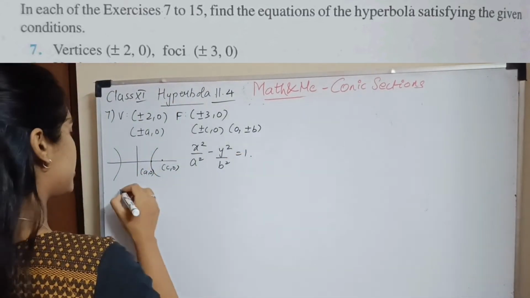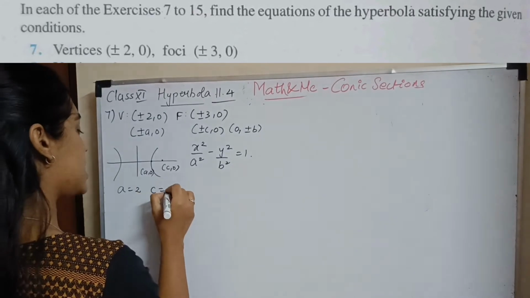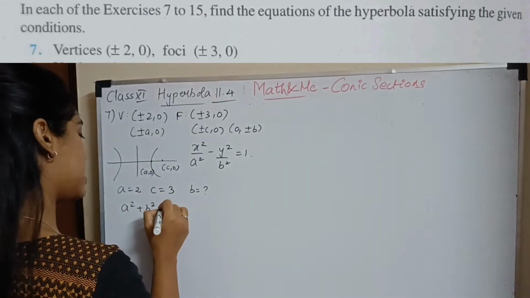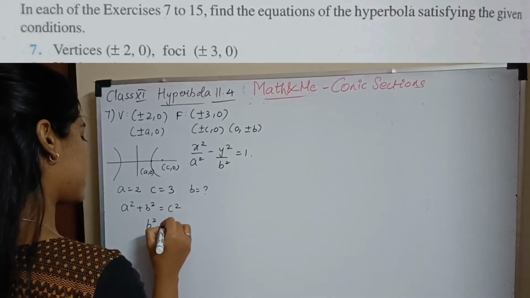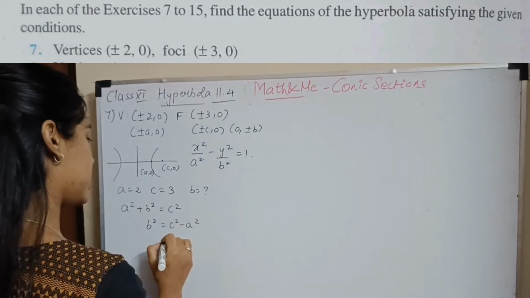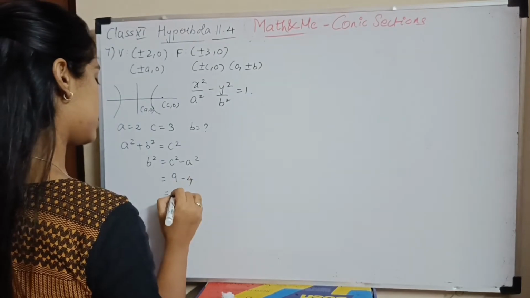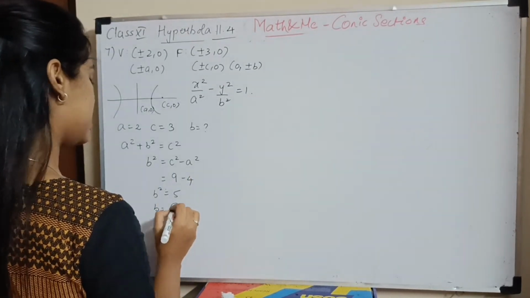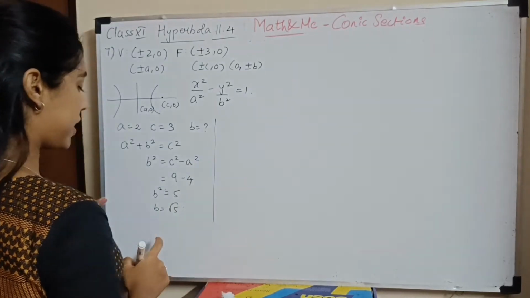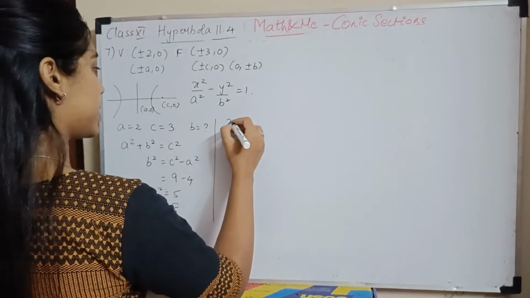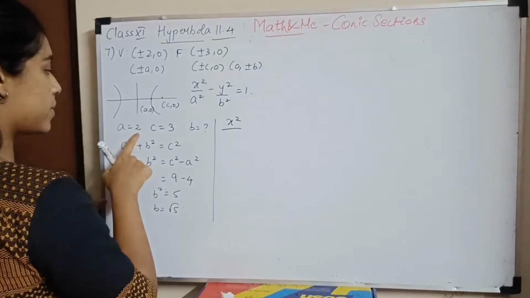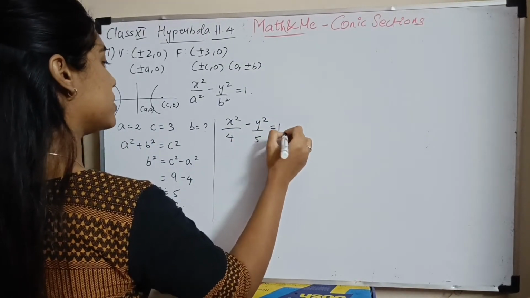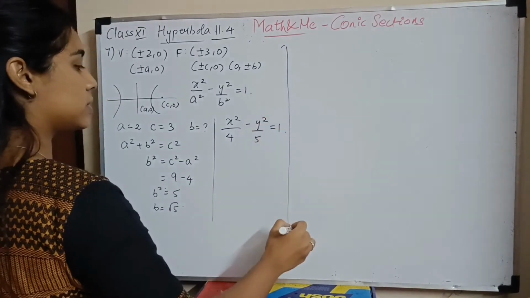So now your a is 2, your c is 3. What is your b? A square plus b square equals c square. B square is c square minus a square, which is 9 minus 4, 5. This is your b square. So b is root 5. You need not find what b is. So now the equation becomes x square divided by 4 minus y square divided by 5 equals 1. This is the equation. Okay.